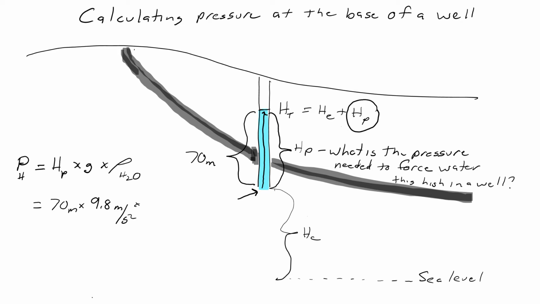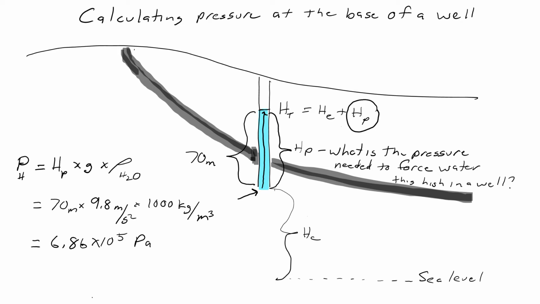Density of water. I gave you a couple values earlier in the semester. 1 gram per cubic centimeter. Also 1,000 kilograms per cubic meter. If you remember that one, you don't have to do any conversions. If you multiply those things together, you get 6.86 times 10 to the 5th pascals. That's the pressure at the base of the well.